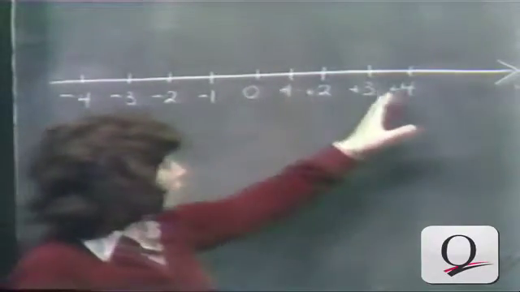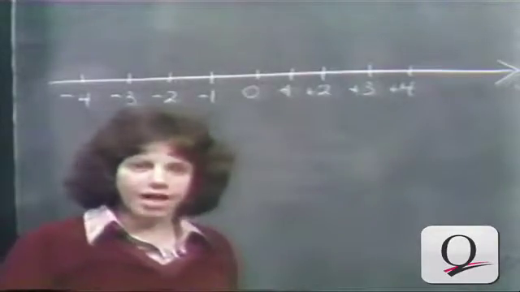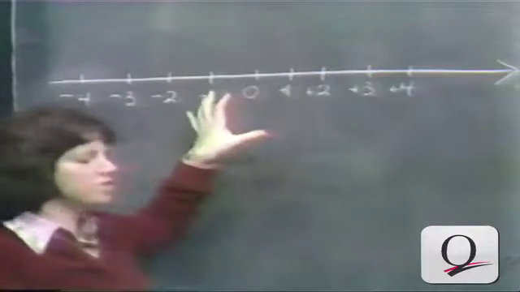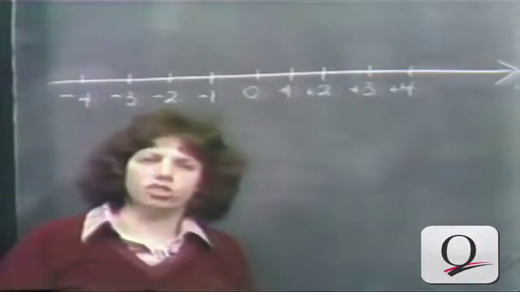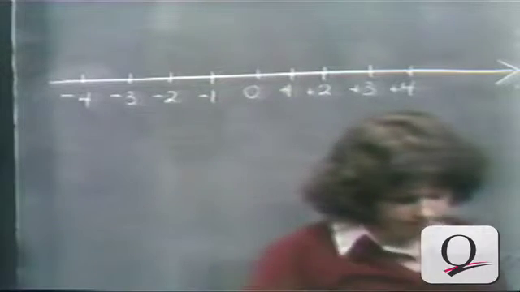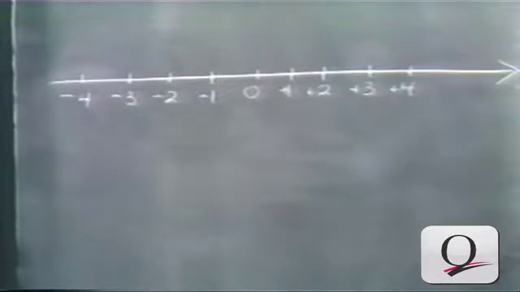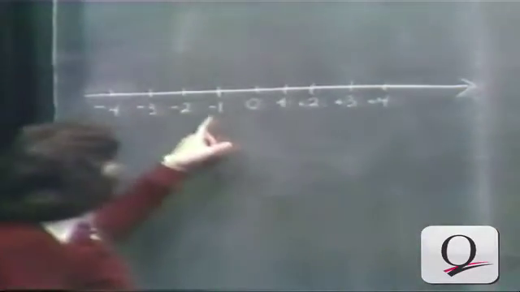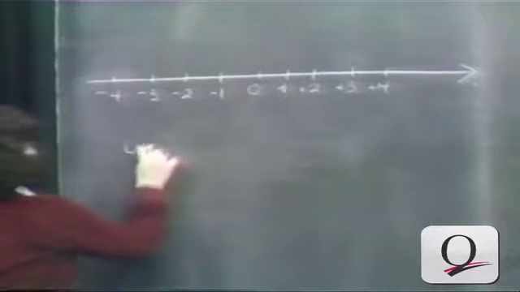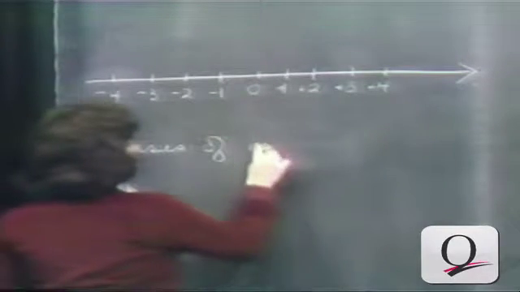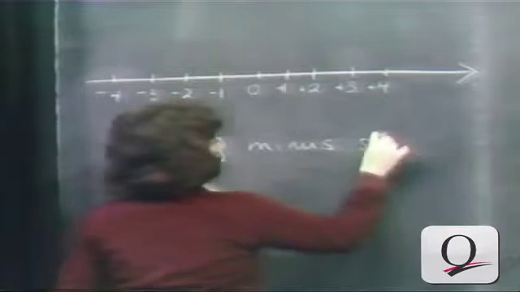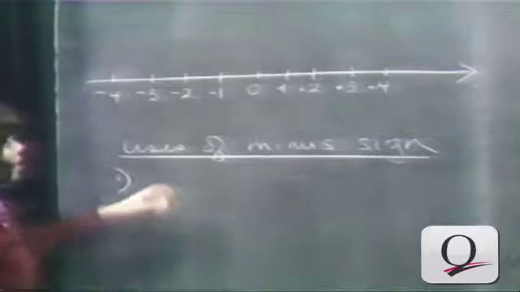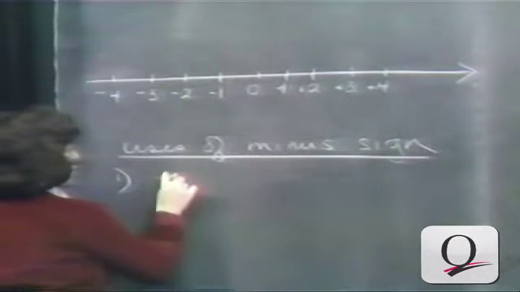Now, this set of positive whole numbers is called the natural numbers. When you take the positive whole numbers and the negative whole numbers together with 0, the set that we get we call the integers. So far, we know of 2 uses for the minus sign. It can be used to indicate a negative number, for example, minus 4.